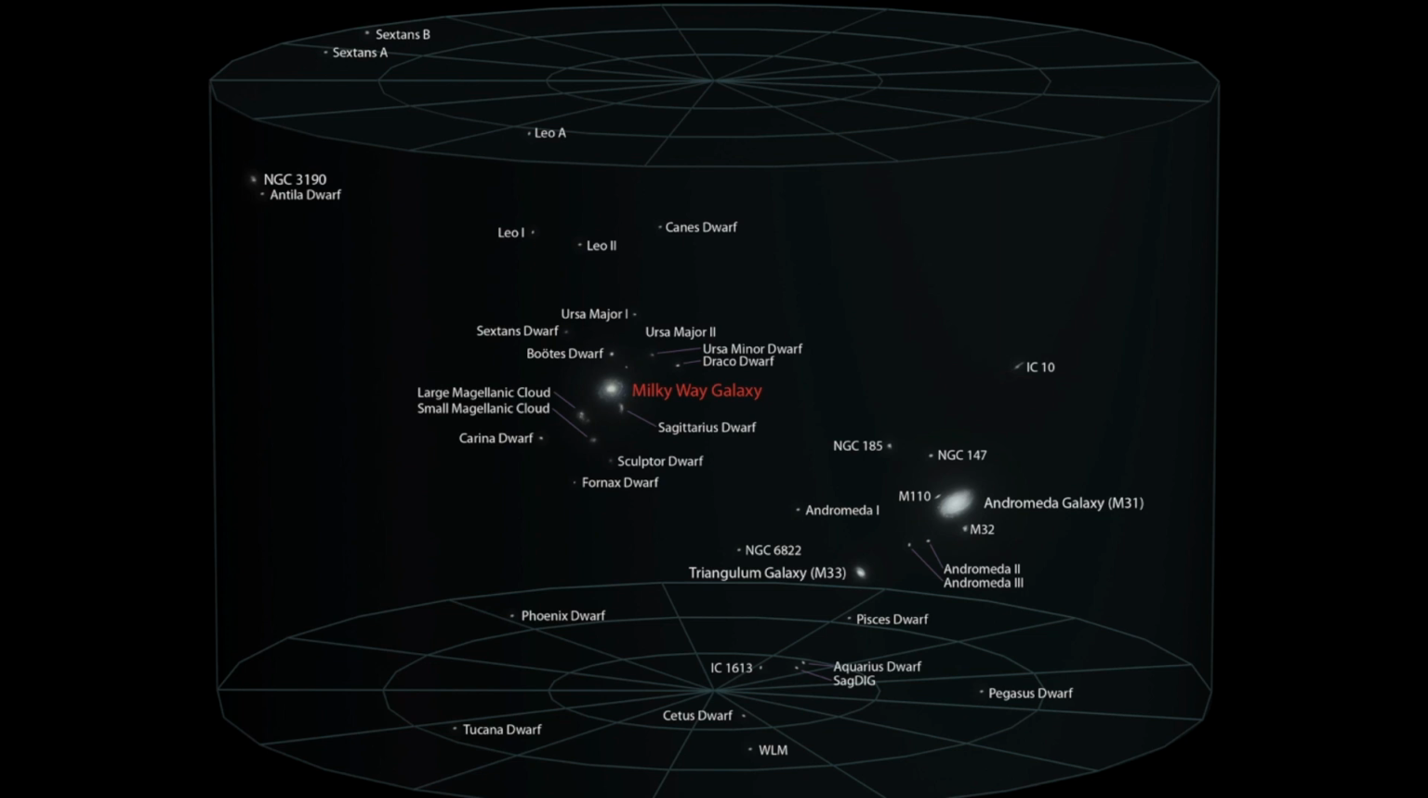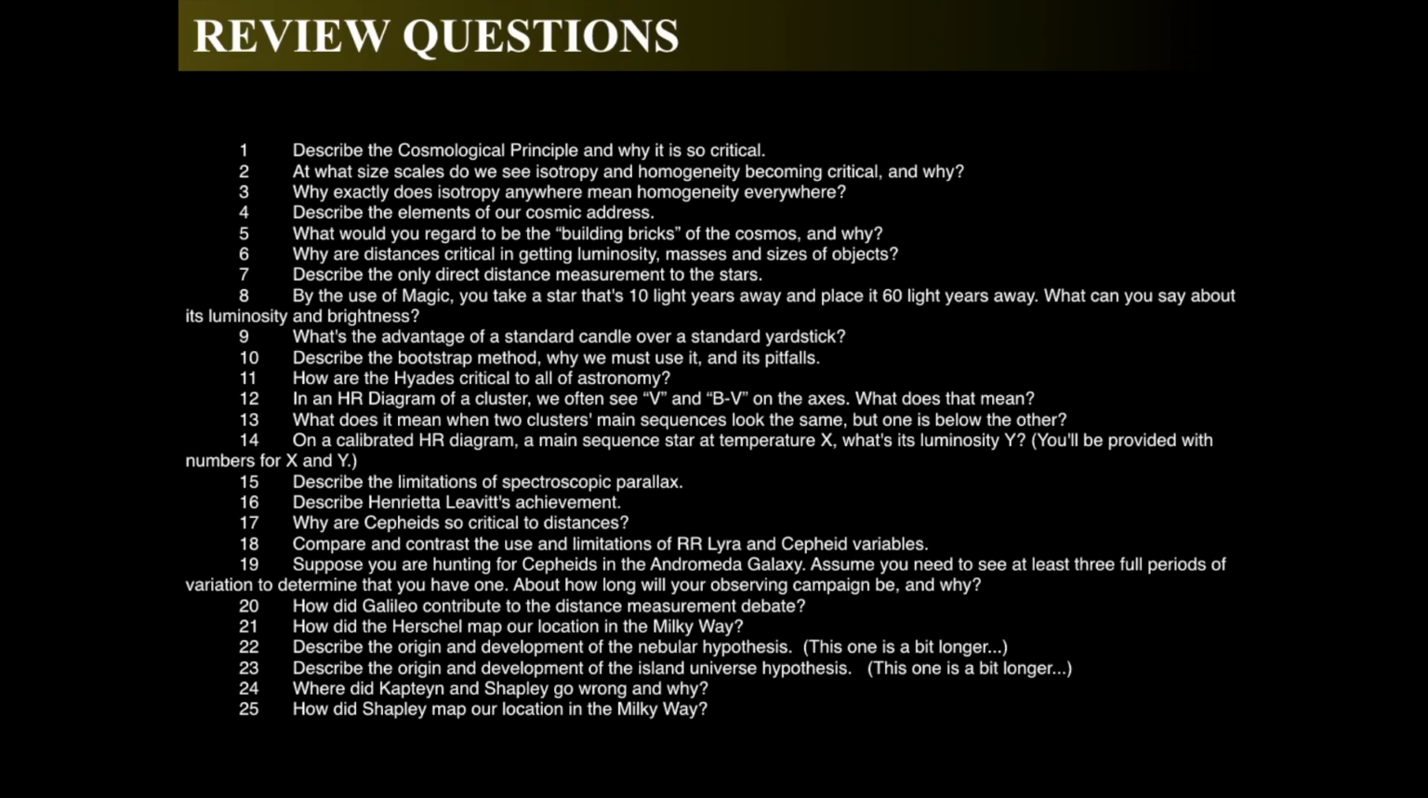And that's how we know how far the Andromeda is, by looking for Cepheid variables. And that was the great, great debate of 1920. And the result of it is that the universe became really quite large.